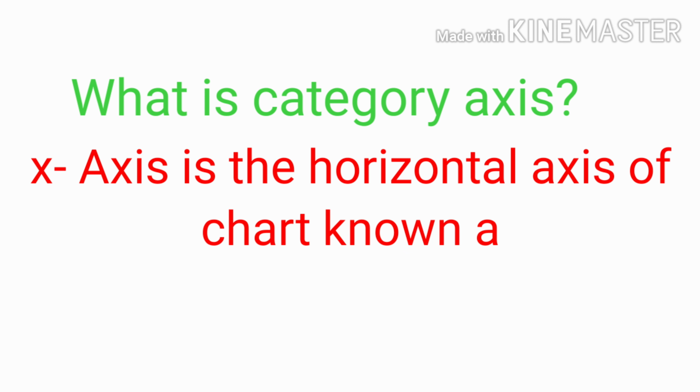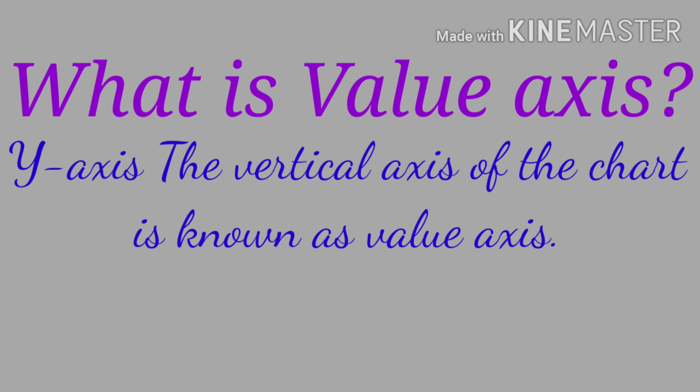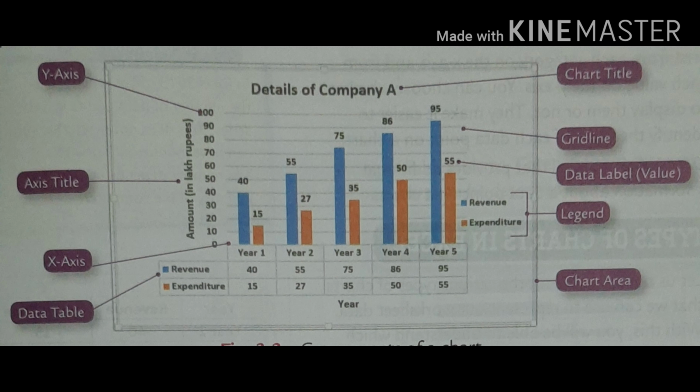What is the category axis? The x-axis is the horizontal axis of the chart, also known as the category axis. What is the value axis? It is the vertical axis of the chart, also known as the value axis. The value of each data point is plotted on this axis.